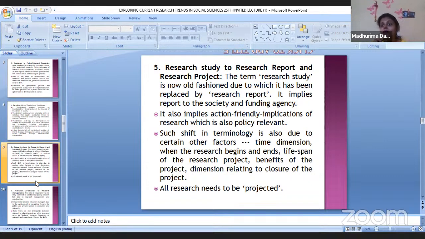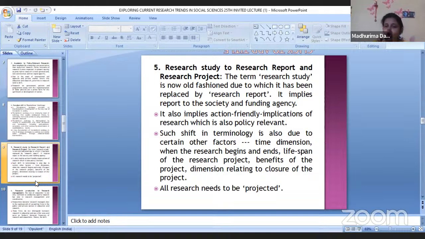Firstly, the temporal dimension, the time factor, because every research requires a lot of time. There are time constraints involved. Then the lifespan of the project, the particular research. How many months was this research carried out? What was the starting and the ending time of research? When it started, when it ended? What are the benefits of the research or project? What benefits will I get as a researcher? What benefits will the society get after the research is carried out? Along with the dimension regarding the closure of the project: what dimensions have to be kept in mind if the project is by chance closed down?